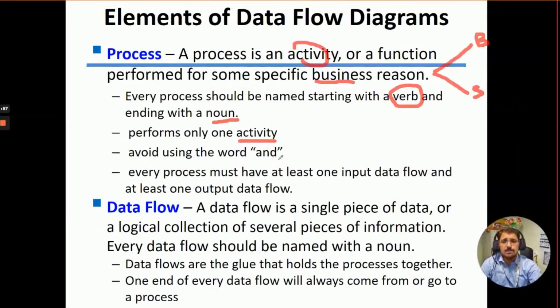If you combine another one, then the concepts mix together and it is not clear. Therefore you will not use the word "and". Never use the word "and" when you are naming a process. You will give the name starting from a verb, and ending with a noun, and never use "and".